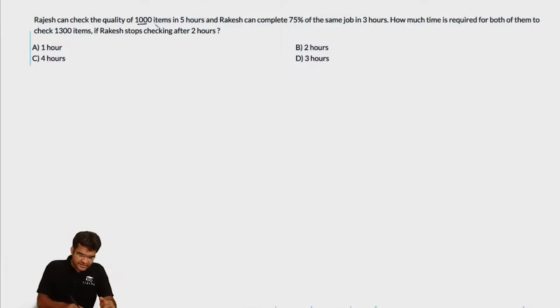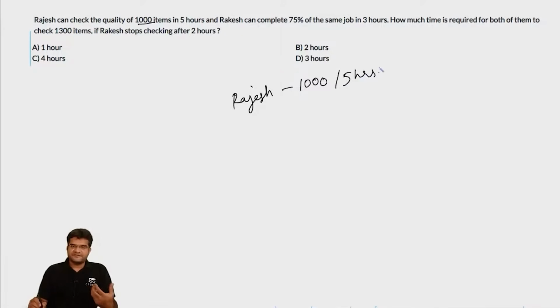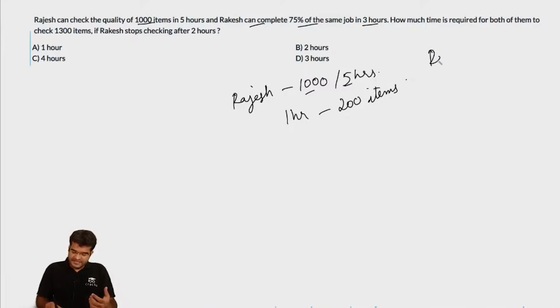So in this question we are told that Rajesh can check the quality of 1000 items in 5 hours. So how many items can he check in 1 hour? In 1 hour, Rajesh can check 1000 by 5, which is equal to 200 items. Rakesh can complete 75% of the same job in 3 hours. That is, Rakesh can check 750 items in 3 hours. So how many items can Rakesh check in 1 hour? So in 1 hour, Rakesh can check 750 divided by 3, which is equal to 250 items.